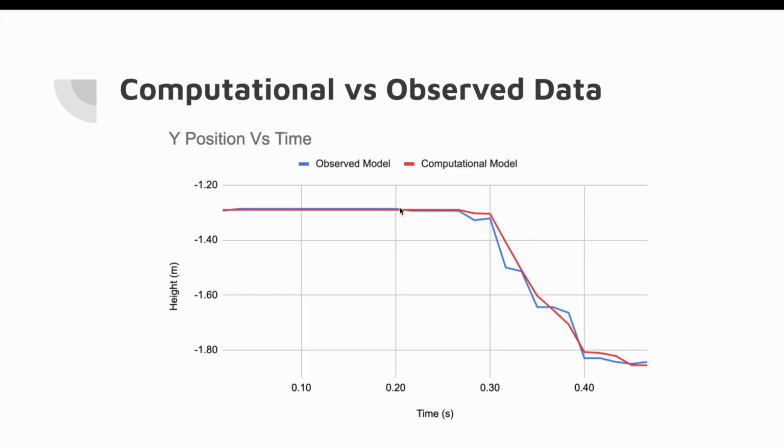So here is the data graphed from both the observed model and the computational model. As you can see, they both follow a generally similar trajectory.